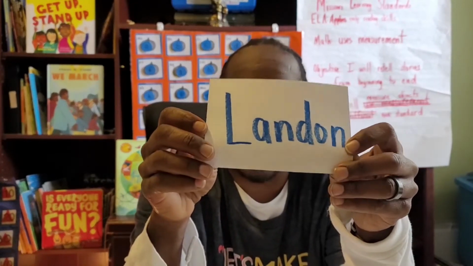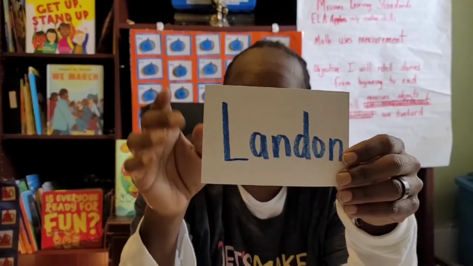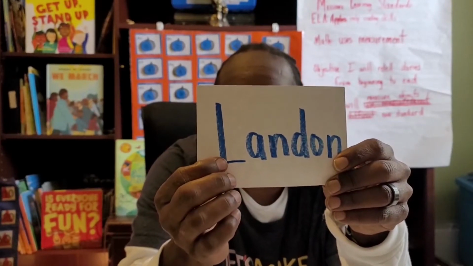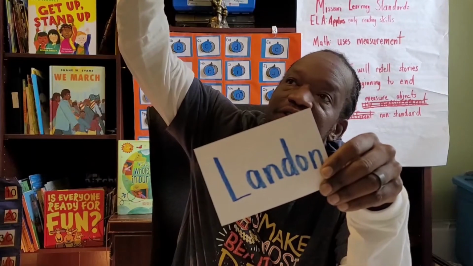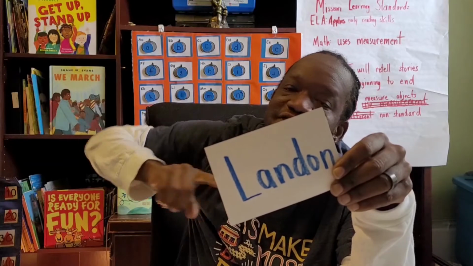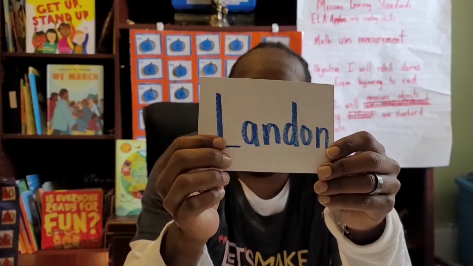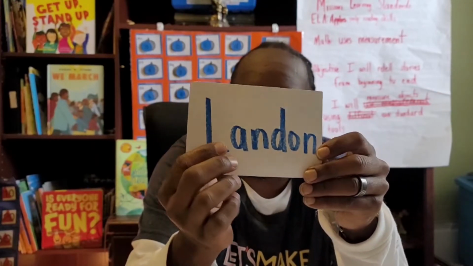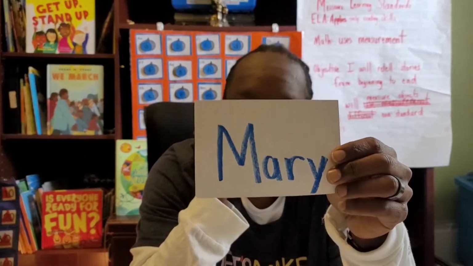And whose name is this? If this is your name, stand up and say, that's my name. Hi, Landon. Landon's name starts with what letter is this? L. Can you draw L for me? Go. Pull down, slide right. That's right. That's Landon. Let's spell Landon. L-A-N-D-O-N. Hi, Landon.